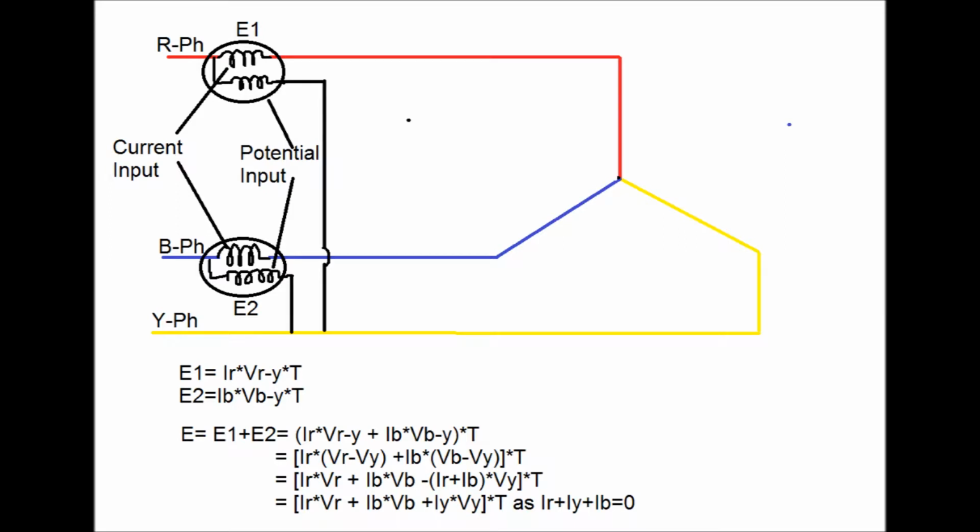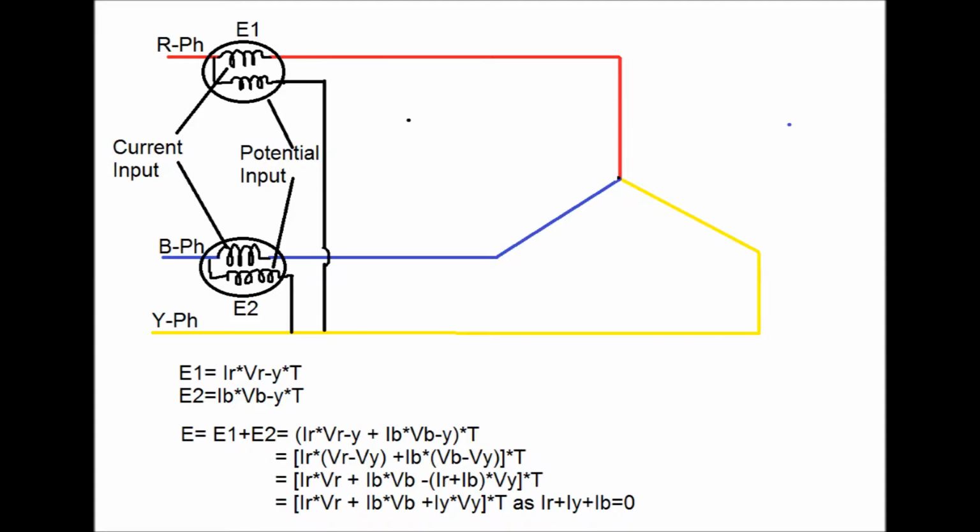Now the phasor diagram for 3 phase has been shown, and here CTs are connected for red and blue phase and PTs are taken for 3 phases. Now if E1 is the energy calculated for one meter and E2 is the energy calculated in the second meter, that is for red and blue phase, E1 equals IR into VRY, that is the voltage difference between red and yellow phase, into time t, and E2 equals IB into VBY, that is the voltage difference between blue and yellow phase, into time t. Here t is the time period for which the energy is measured.